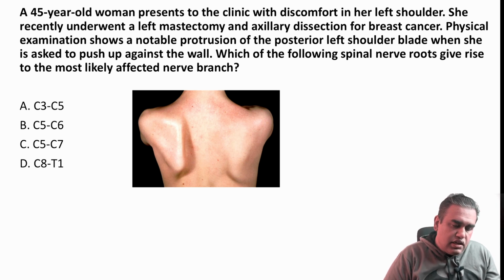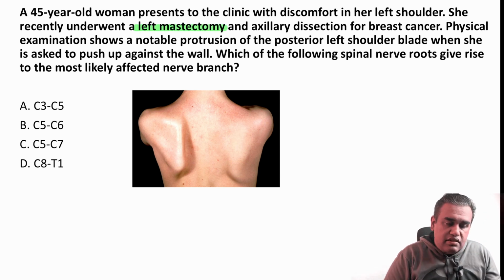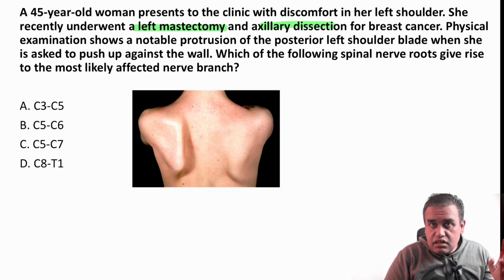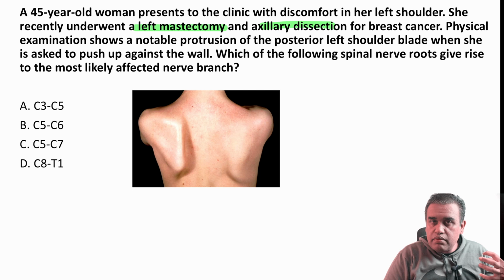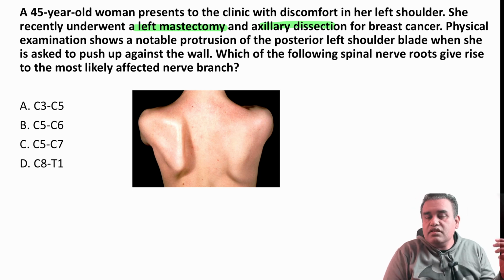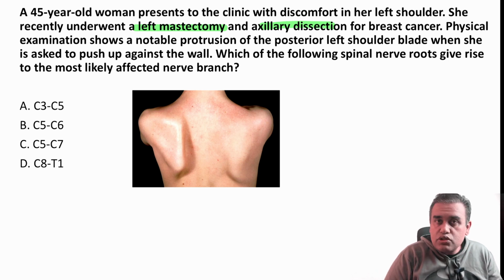A 45-year-old lady presents to the clinic with discomfort in her left shoulder. She recently underwent a left mastectomy and axillary dissection for breast cancer. History is very important. The history of surgery around the left pectoral region and left axillary region. Lymph nodes were removed along with the breast. Physical examination shows a notable protrusion of the posterior left shoulder blade.